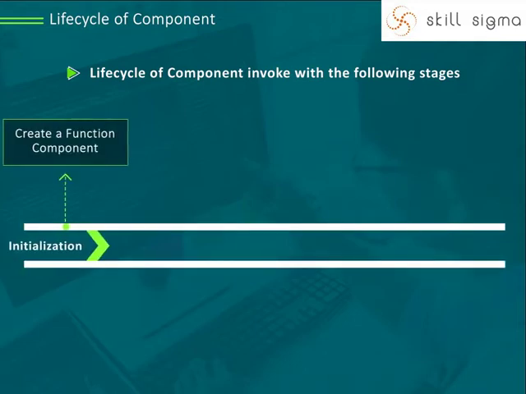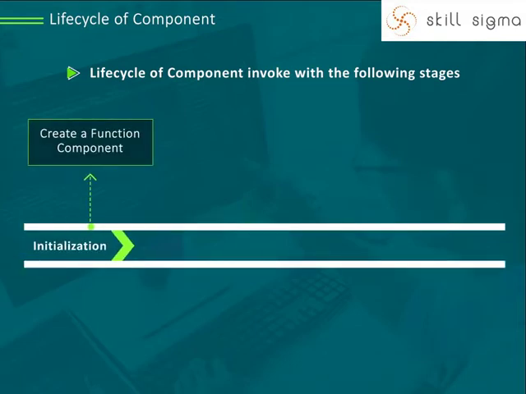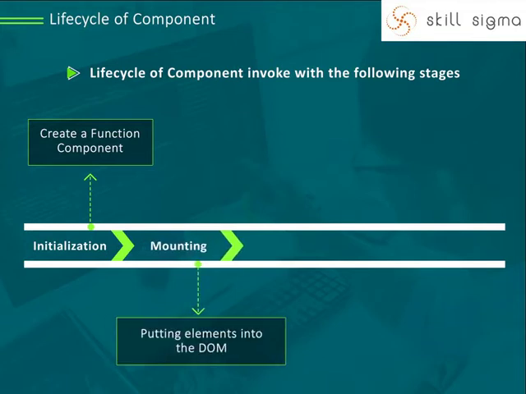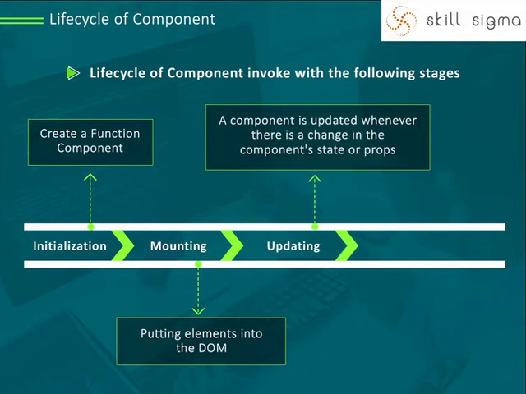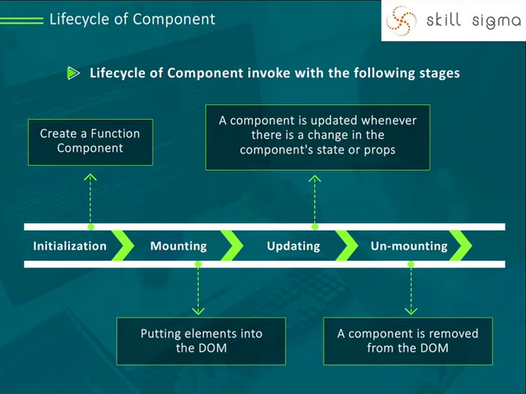First stage is initialization, when we create a function component. Next stage is mounting, which means putting elements into the DOM. The next stage is updating, when a component is updated whenever there is a change in the component's state or props. Finally, a component is removed from the DOM, or unmounting as React likes to call it.